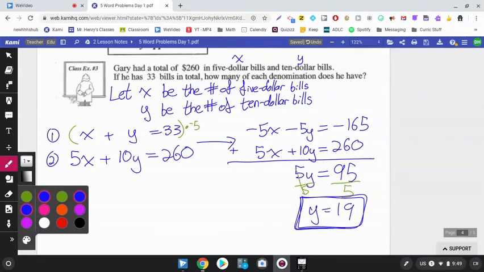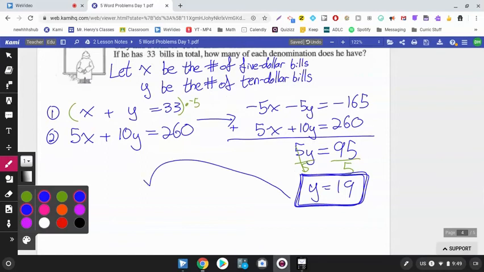Hey, I did it. Okay. I solved for y. So I know you have 19 $10 bills. Okay, 19 $10 bills. As for the amount of $5 bills, well, that's something I'll have to find. So I take the value of y I just found, and I'm going to go back to either of these equations. I just don't know which one yet. Well, I think it's a lot easier to pick 1 because the numbers are way smaller. Okay, so x plus 19 equals 33.